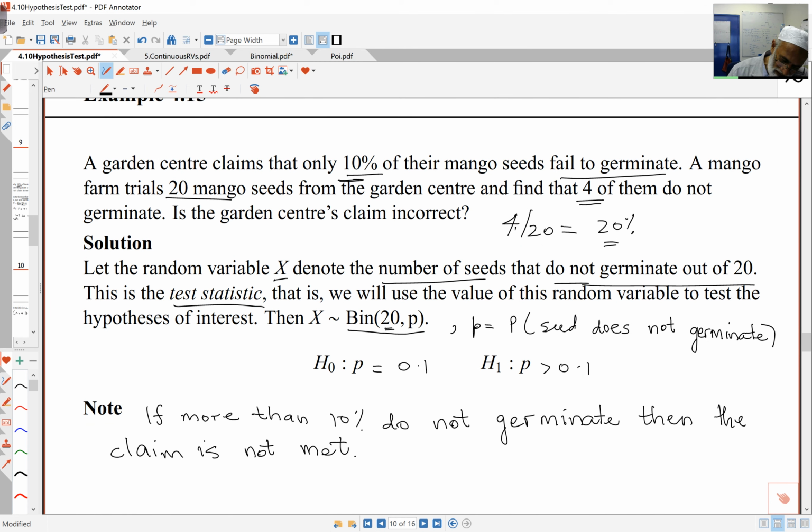I could have said less than 10% here, because of course if anything less than 10% doesn't germinate, that's still okay for the company. But the equals value is always in the null, that's enough. And this is never the equal. So equals is never in the alternative. Equals always in the null, and the alternative is going to be bigger than or less than in most contexts.